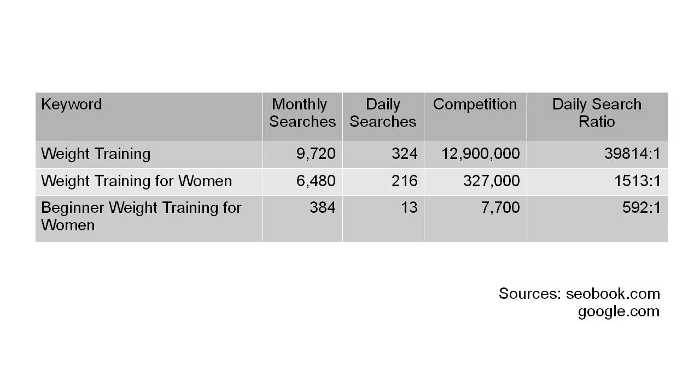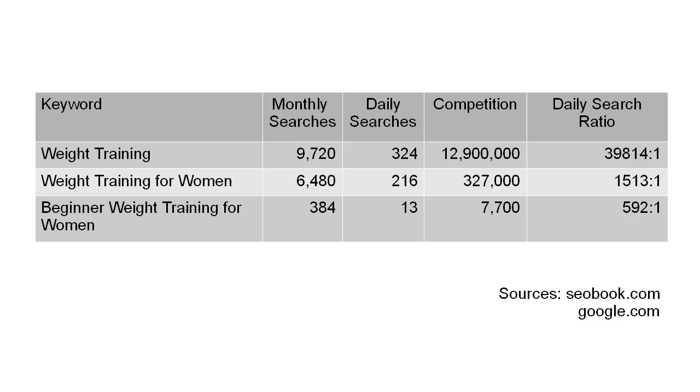So when you niche it down, you've got weight training for women, and that gives 6,480 monthly searches, 216 daily searches, and the competition is 327,000. But when you niche it down again, you've got beginner weight training for women. The monthly searches are much lower, only 384, and there's only 13 searches a day. But the competition is 7,700, and the daily search ratio is 592 to 1.